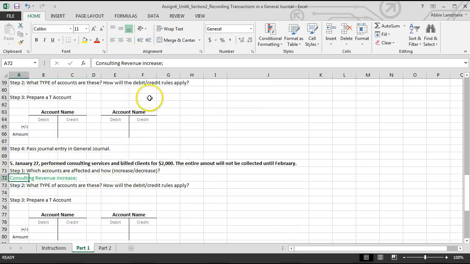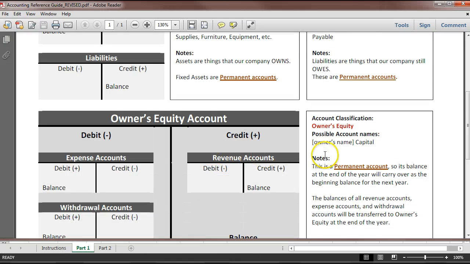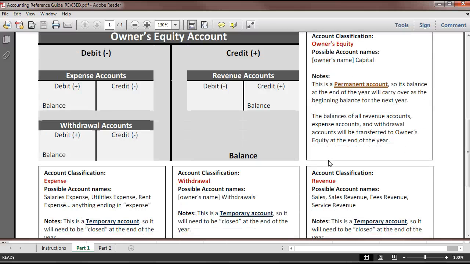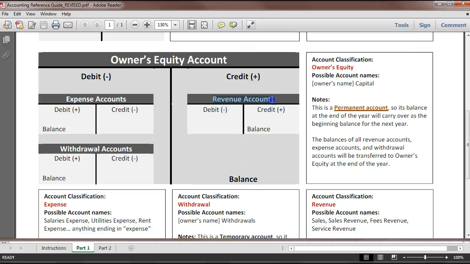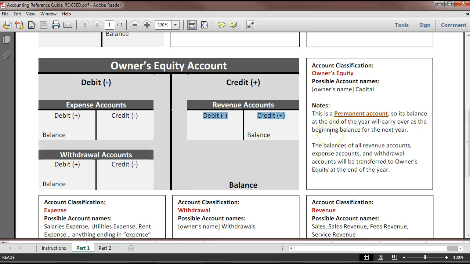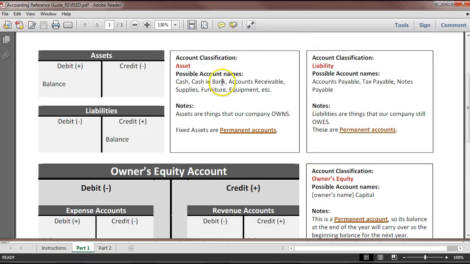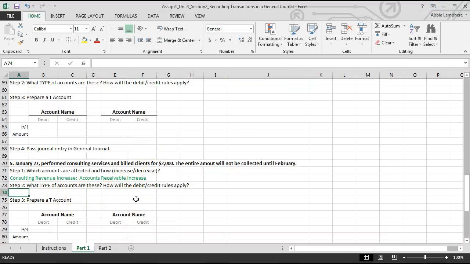Okay, so our consulting revenue is going to increase, and our accounts receivable, we are increasing the amount of money that somebody owes us. So that's going to increase. Somebody owes us $2,000 now. What type of accounts are these? Pull out your handy dandy reference guide. We're working with consulting revenue, so that should be a sure sign that this is going to be a revenue account. As a revenue account, you'll notice we decrease as a debit, increase as a credit. Okay, and then we're also working with accounts receivable. Accounts receivable, we know, is an asset account. So we are increasing on the debit side, decreasing on the credit side. So what type of accounts are these?